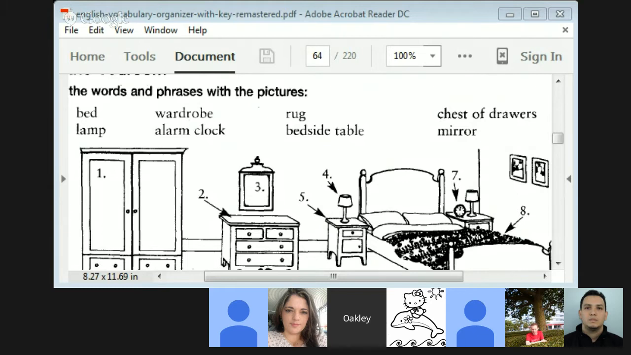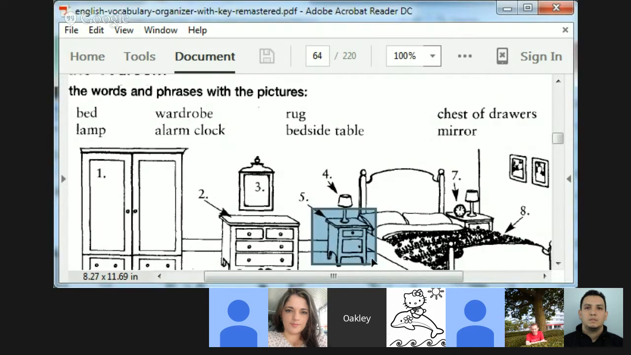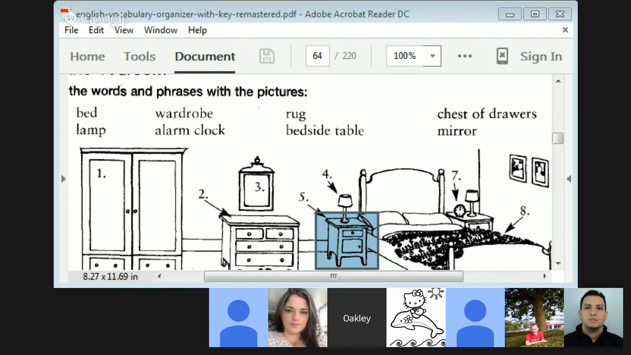Paula, moving on, number five. Can you see number five? Yes, bedside table, very good. We have another name for that in English. Do you know it? No, do you have any idea? Night table. Yeah, very close. A nightstand. It might be called a nightstand, something you put your book on. Maybe a lamp. Sure. All right, bedside table or a nightstand.